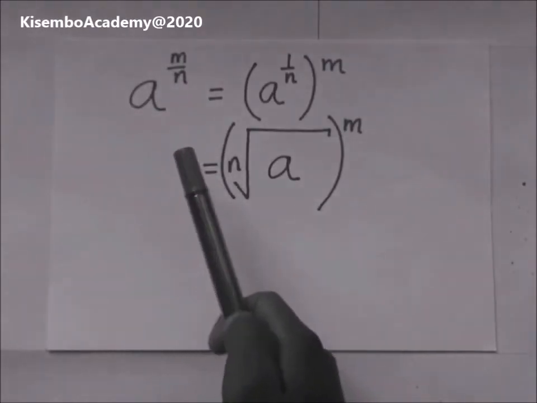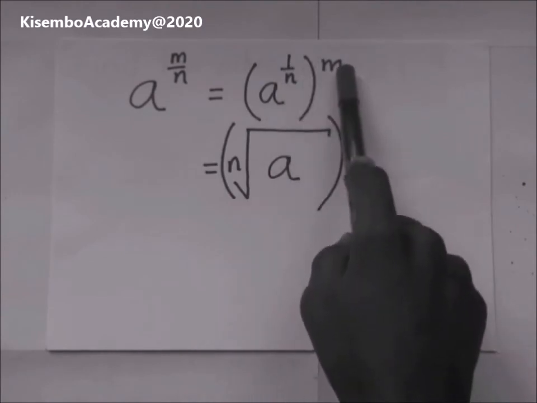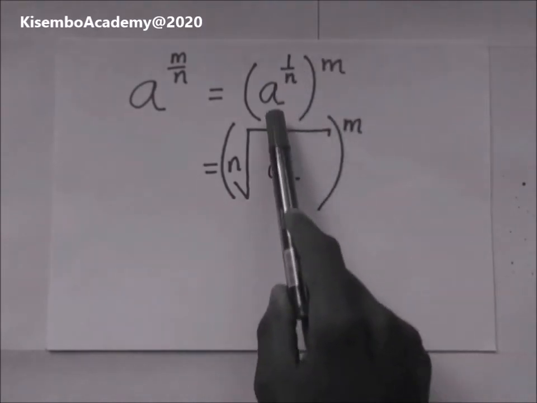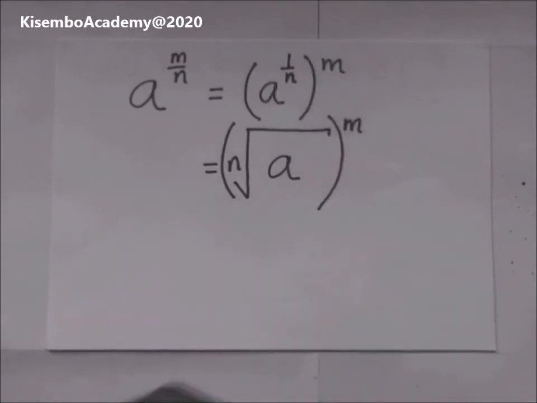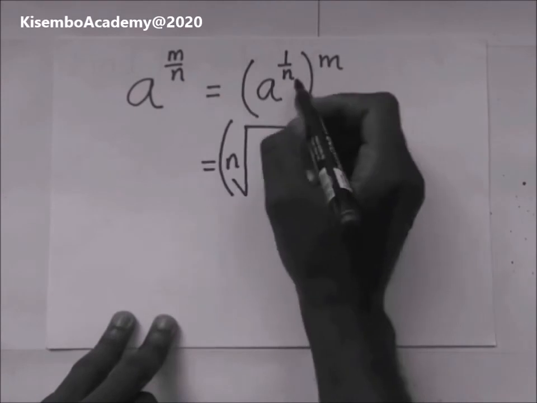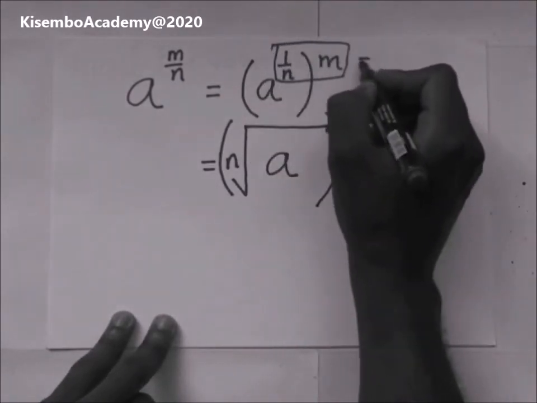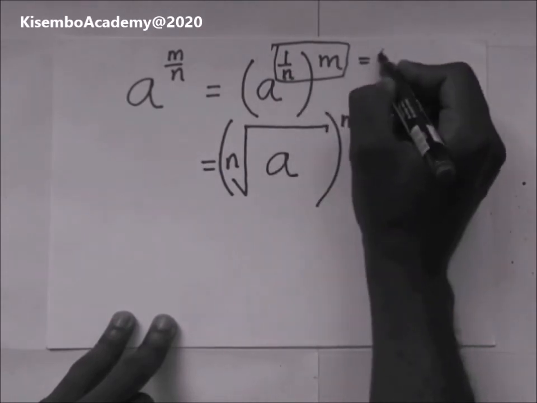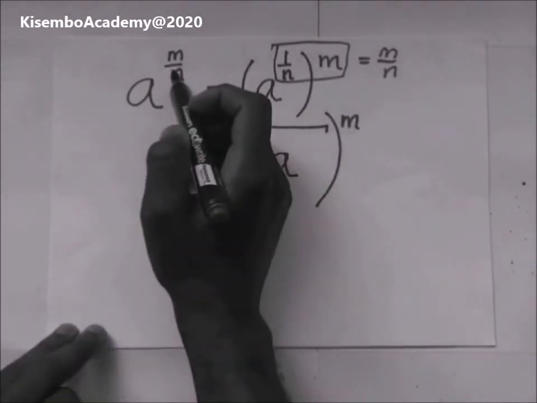A to the power m over n is the same as a to the power 1 over n times m. And this is the same as the nth root of a, to the power m. In other words, if you look at this, 1 over n times m is actually m over n, which brings us back to this.